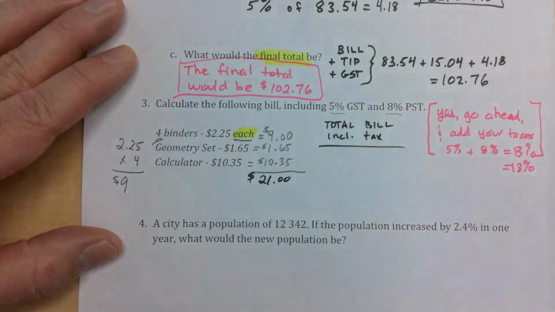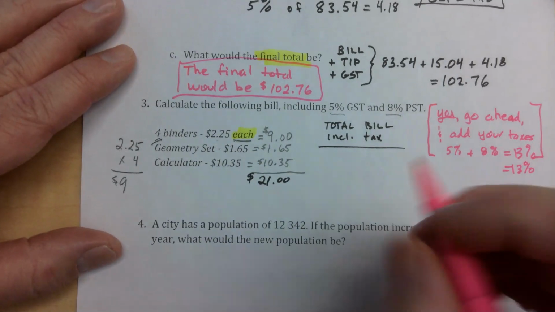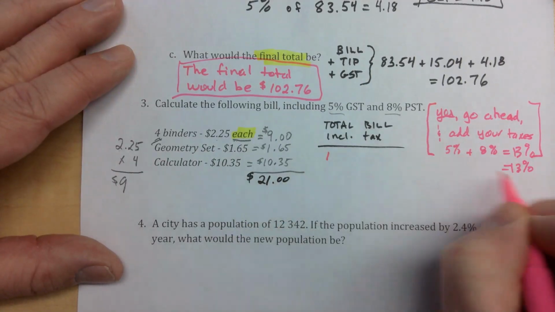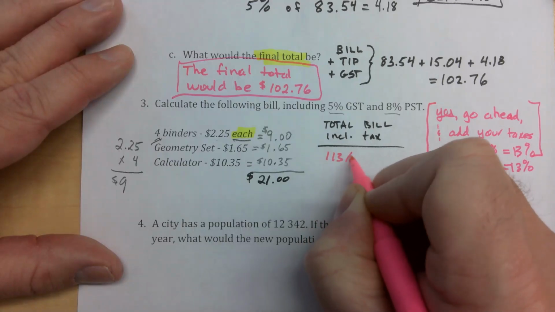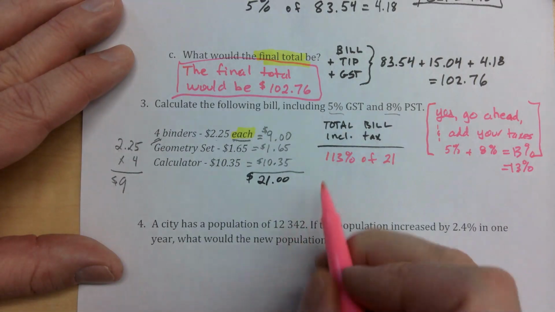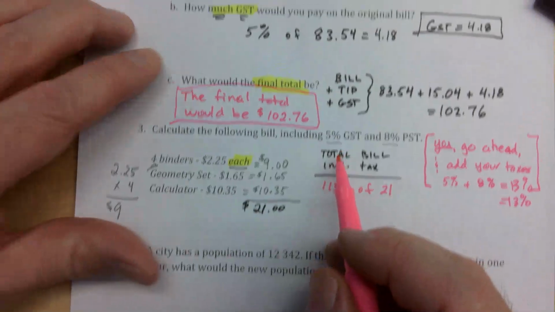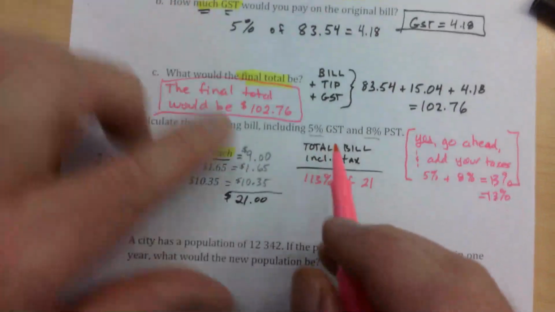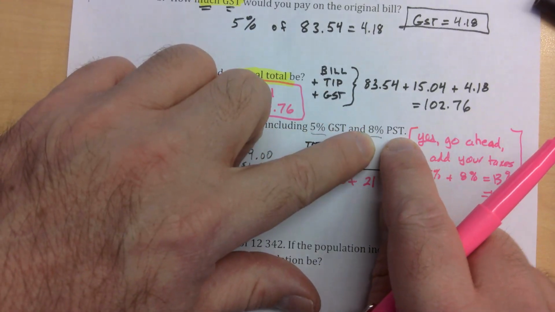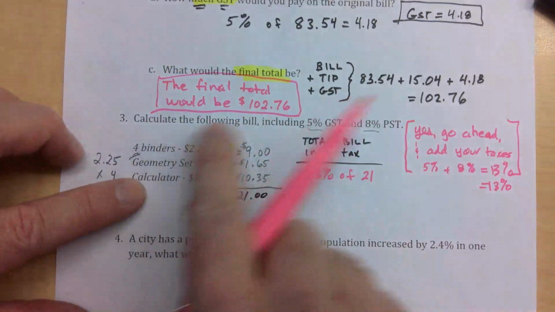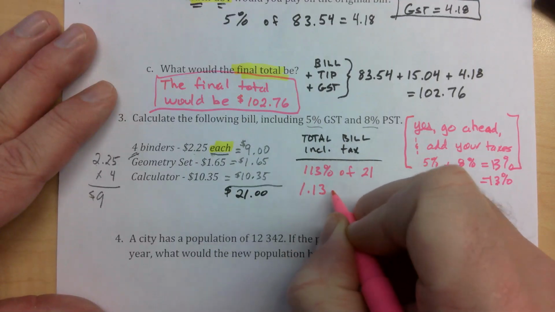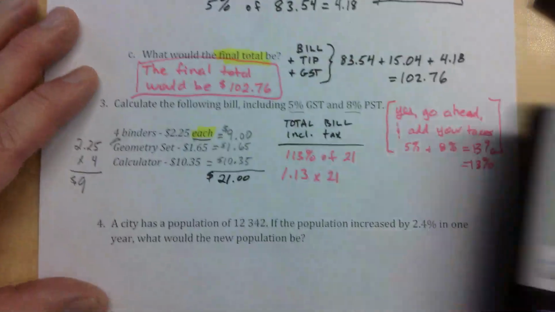Okay, now this is where I'm going to use my shortcut method. So what am I paying? I'm paying 100% of this and the 13%. So my bill is going to be 113% of 21. Okay, and I can use this shortcut because it's not saying, like here, how much GST would you pay, and then I have to literally figure out what 5% is, or it didn't ask me what's the actual amount of PST. It just says calculate the following bill. So I'm going to use my quick method, 1.13 times 21.